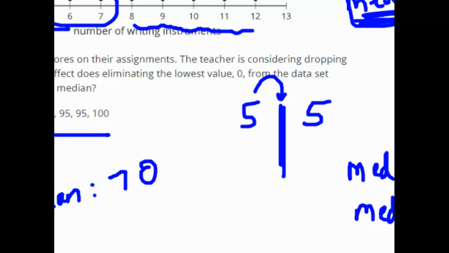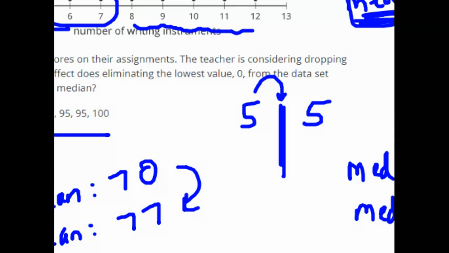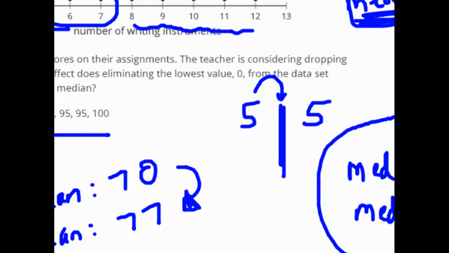When I took away the 0, I still had a sum when you add them all up of 700. But when I divide by 9, look at how much the mean goes up. It goes up a whole 7 percentage points. So by taking away the lowest number, it shows you how affected the mean is, which is why when you have a really low number, you more than likely want to choose the median because it's not really affected by these high or low numbers.